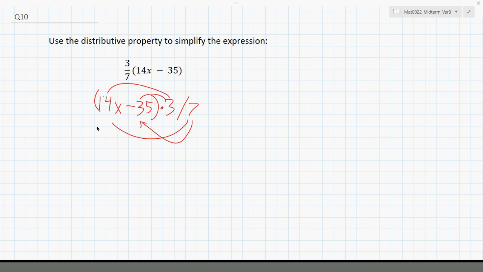So 3 times 14 is going to be 14, 3, 4 and 3 is going to be 12, carry the 1, 3 and 1 is going to be 3, plus 1, 4, so 42. So we'll have 42x minus, and then we're going to do 35 times 3. 5 times 3 is 15, put the 5 down, carry the 1. 3 times 3 is 9, plus 1, 105. So we'll have 105 as our number.